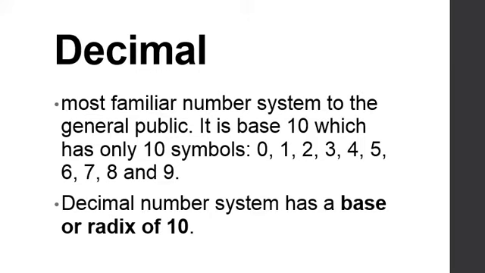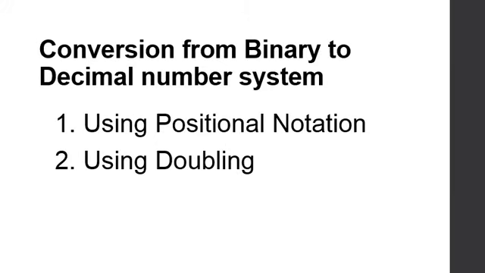Let's now move on to the next topic. This is about conversion from binary to decimal number system. There are two ways to convert a binary number to a decimal number. First is using positional notation. Second is using doubling.